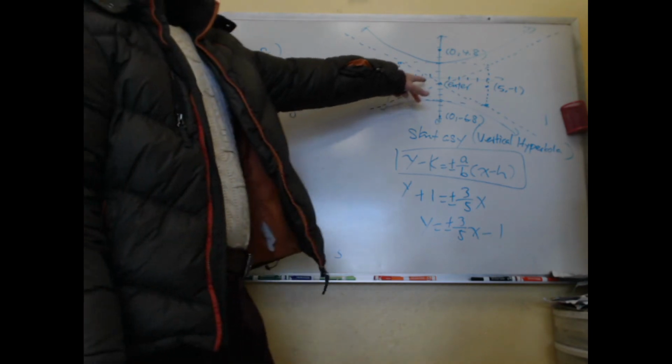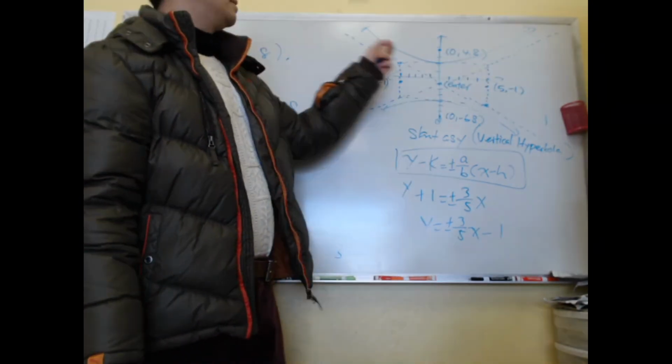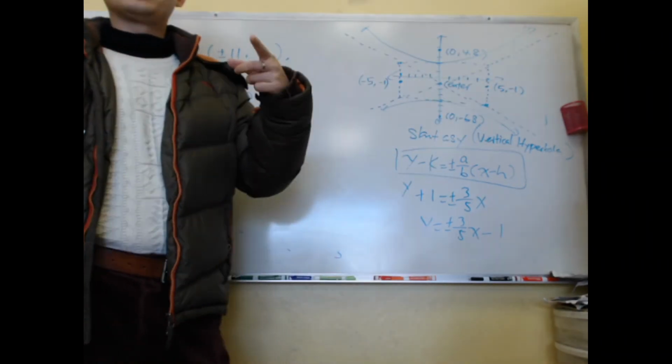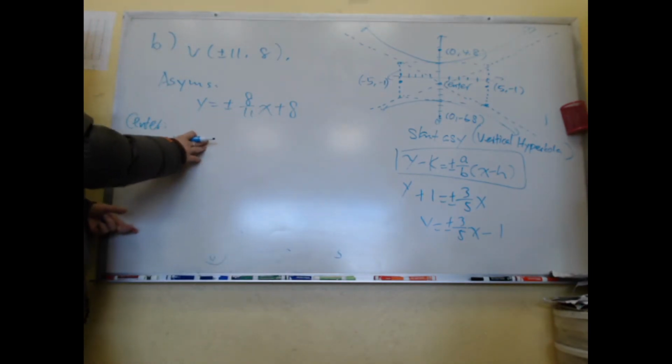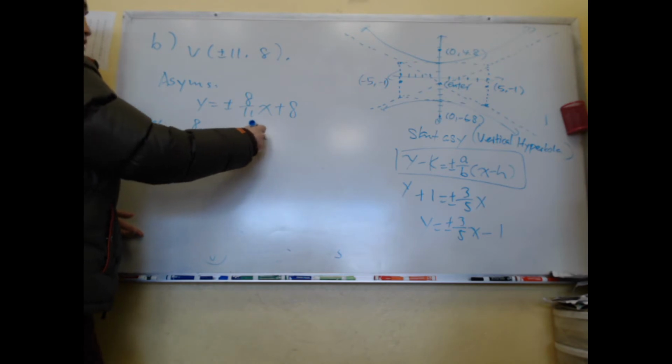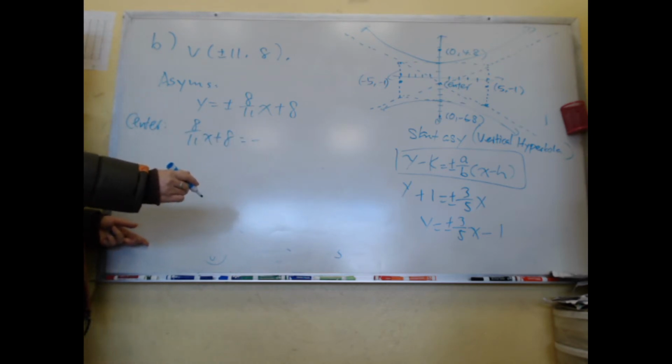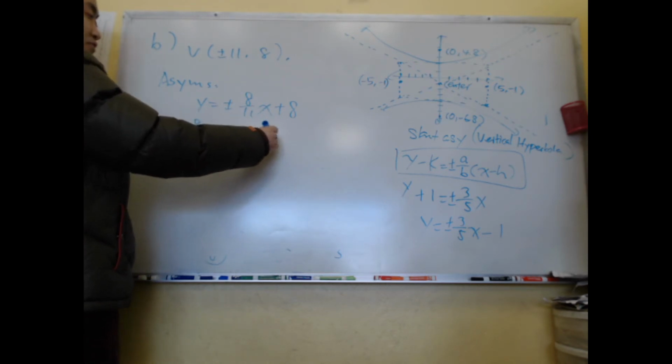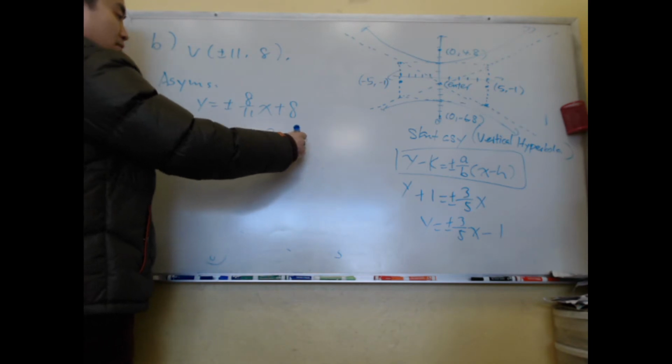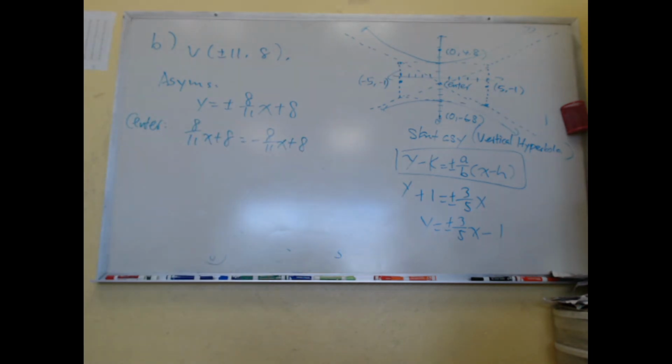You see that right here, the asymptotes? That's the point where they intersect, right? So what should I do with the equation? That means a over 11 x plus 8 is the same as what? Negative a over 11 x plus 8, right? Because we want to find the point where they intersect.